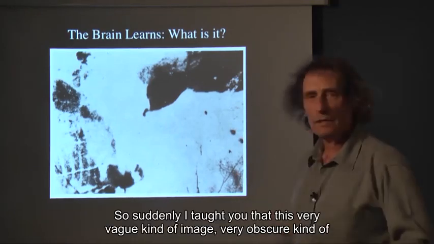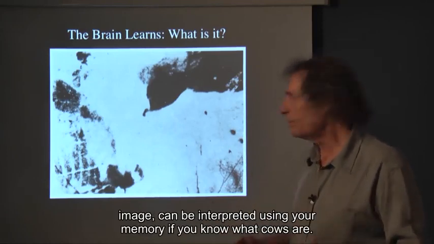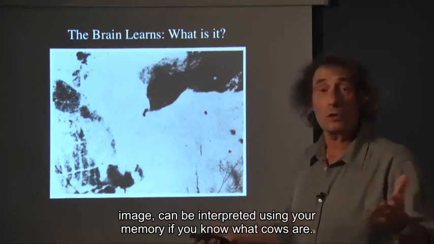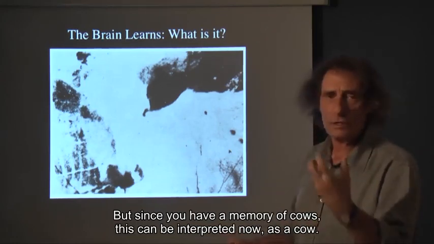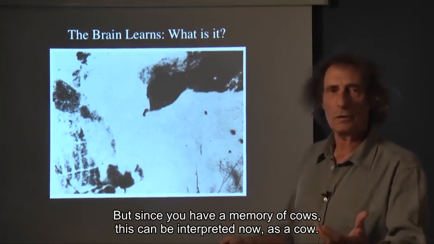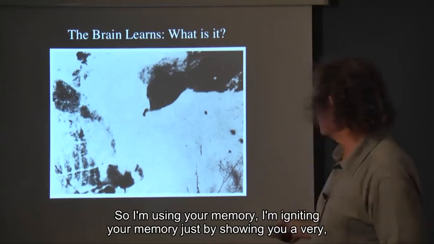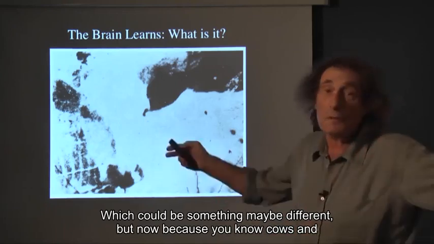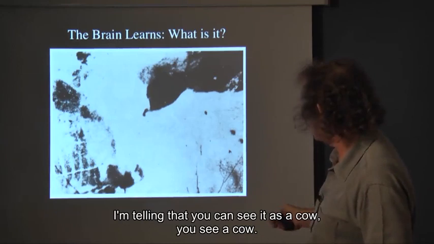So suddenly I taught you that this very vague, very obscure kind of image can be interpreted using your memory. If you know what cows are, because if you don't know what cows are, of course, it means nothing to you. But since you have a memory of cows, this can now be interpreted as a cow. So I'm using your memory, I'm igniting your memory, just by showing you a very, very sparse image, which could be something maybe different, but now, because you know cows, and I'm telling you that you can see it as a cow, you see a cow.